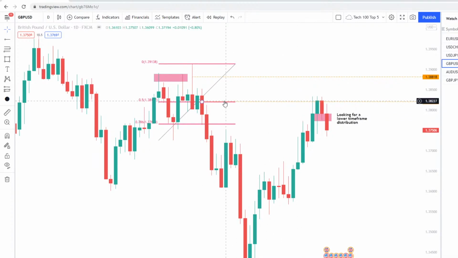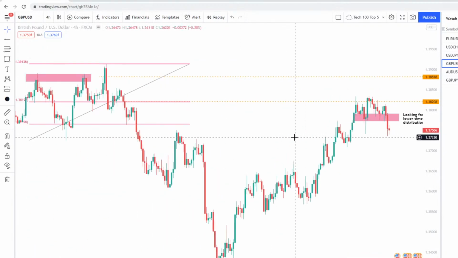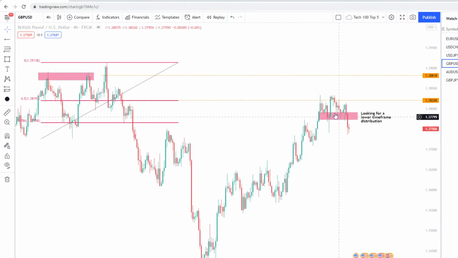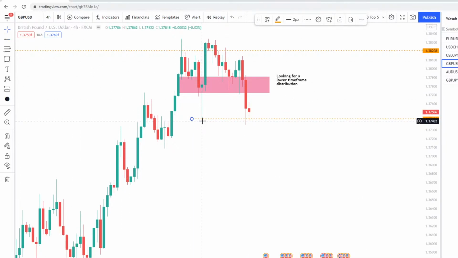So that's why we see a lot of reversals at the 50% of the last push up before sell-off, and vice versa. And if we go to the 4 hourly time frame, we can see a bit more clearly. Okay, so as you can see, again, we reacted off the 50% of that.